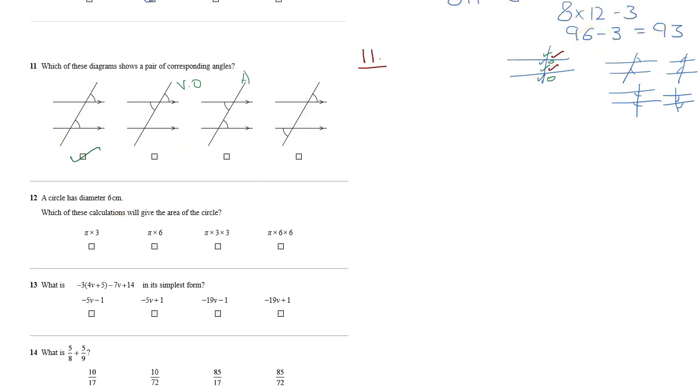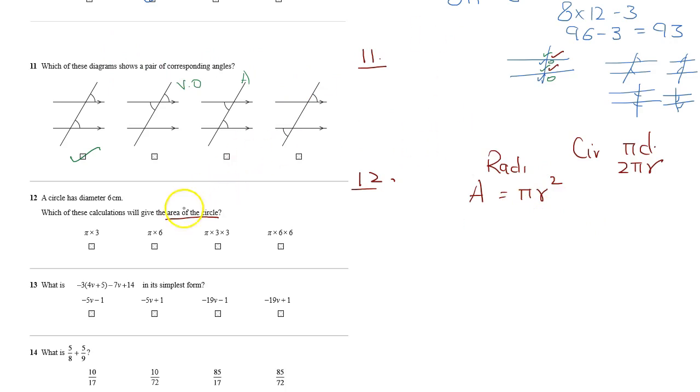Question number 12. A circle has a diameter 6 cm. What is the area of the circle? For the area of a circle, we need the radius, not the diameter. Always remember. For circumference, you can write pi d as the circumference. You can write 2 pi r as the circumference. But for the area it is always pi r square.